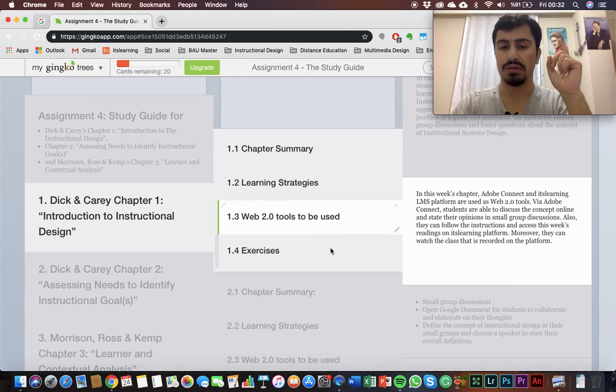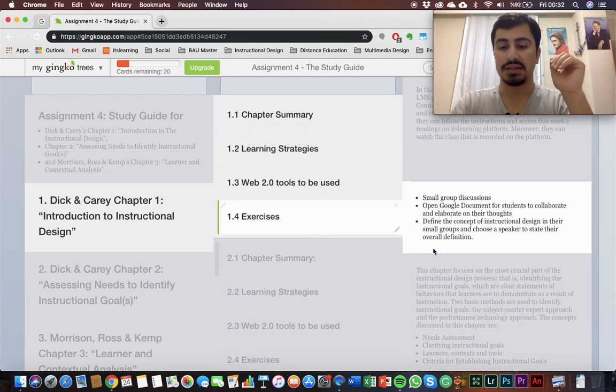Web 2.0 tools to be used in this week's chapter. Adobe Connect and its learning LMS platform are used as Web 2.0 tools. Via Adobe Connect, students are able to discuss the concepts online and state their opinions in small group discussions. Also, they can follow the instructions and access this week's readings on its learning platform. Moreover, they can watch the class that's recorded on the platform.